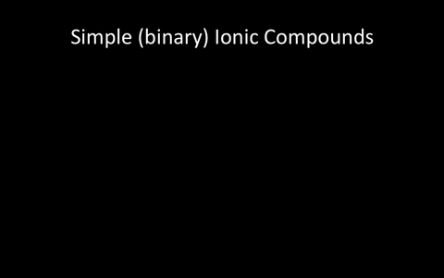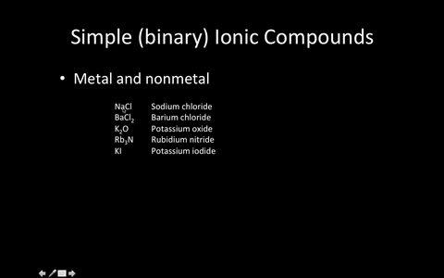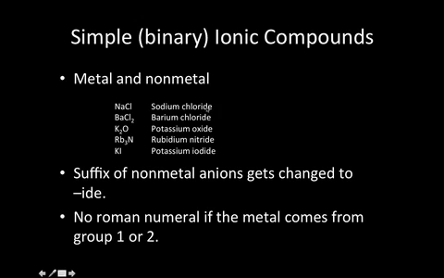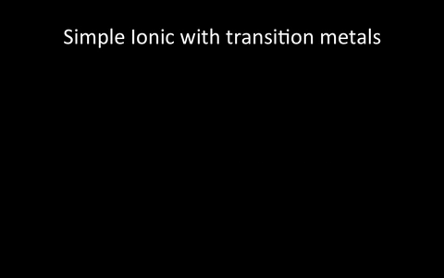We have different kinds of ionic compounds, so we'll start with the simplest. This is a binary: 2 elements, and that is it. 1 element from either an alkali metal or alkaline earth metal, and 1 anion that's a nonmetal. So we have metal and nonmetal. We have some examples here. So we have sodium chloride, barium chloride, potassium oxide, rubidium nitride, and potassium iodide. Notice that for each of these, the suffix gets changed to "ide." No Roman numeral, because these come from either group 1 or from group 2. No Roman numeral necessary when they are either an alkali metal or an alkaline earth metal.